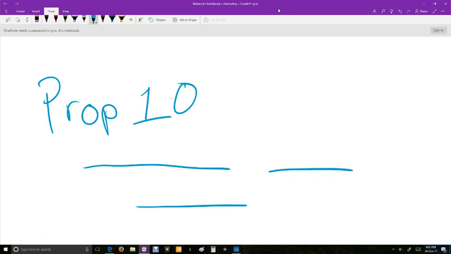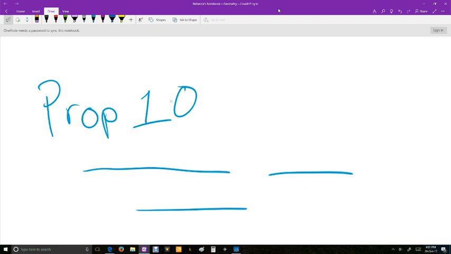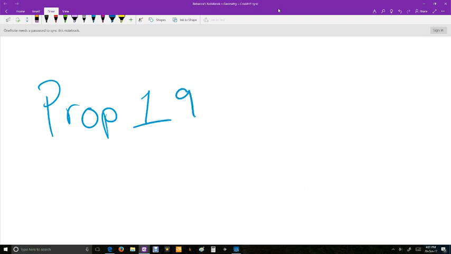Let's also look at Proposition 19. Proposition 19 says, if as a whole is to a whole, so is a part subtracted to a part subtracted, the remainder will also be to the remainder as whole to whole. Again, if you're like me, the first time I read that, it sounded really weird. But let's look at it this way.